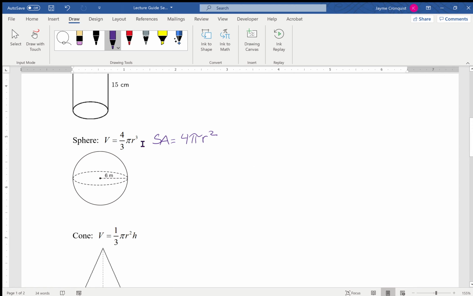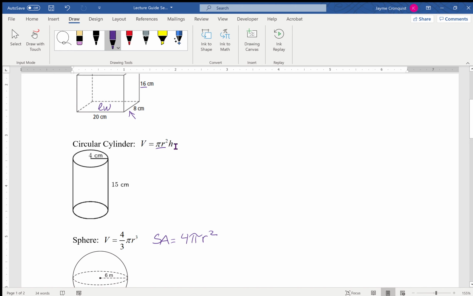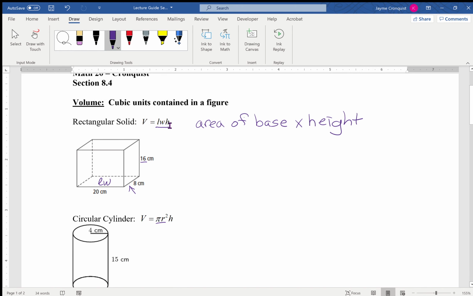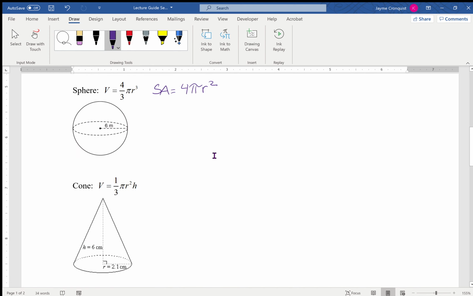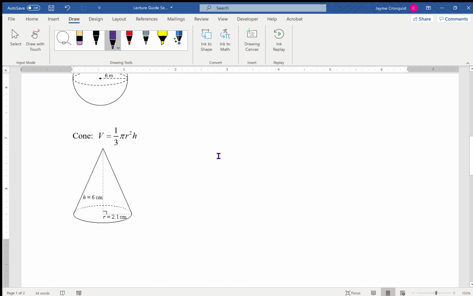Notice I have 3 r's. Here I have 2 r's and an h. Here I have an L, W, and an h. 3 terms, 3 units, cubed units.